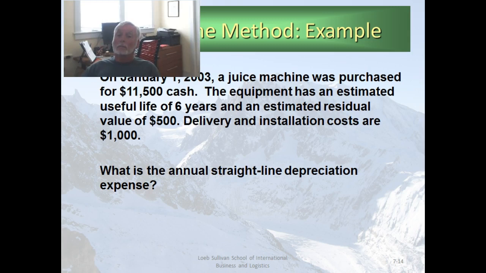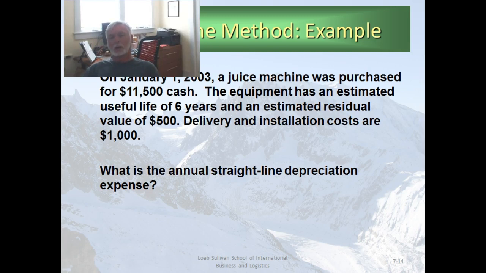So it was purchased for $11,500. The equipment has an estimated useful life of 6 years and an estimated residual value of $500. Delivery and installation costs are $1,000. So what's the annual straight line depreciation? First of all, we have to establish the cost. The cost is going to be $11,500 plus the delivery and installation, which is $1,000. So the total cost is $12,500.